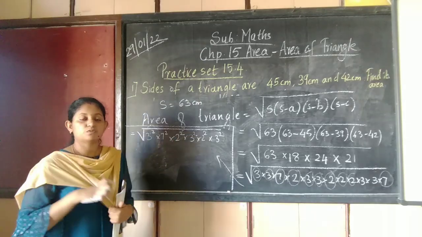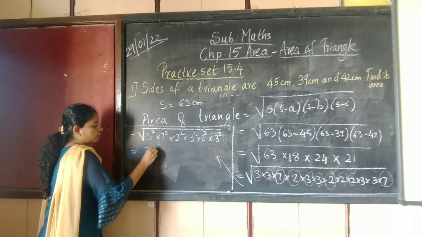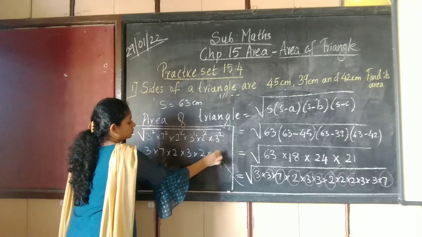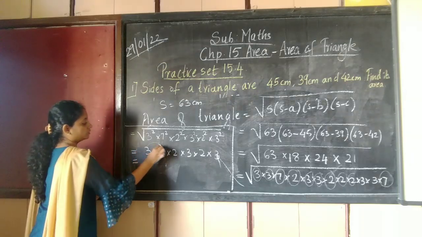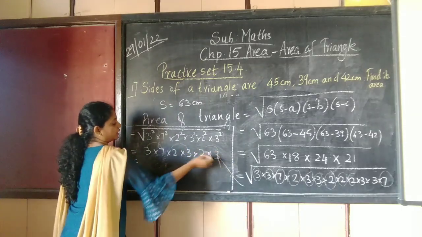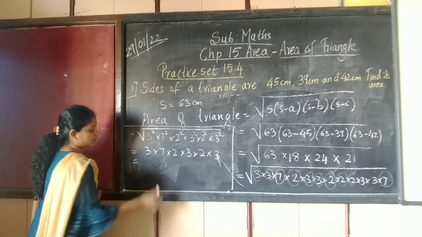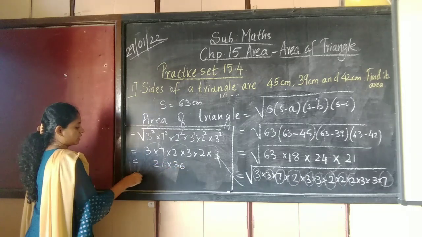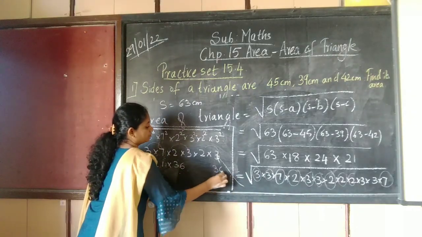Now when you take the square root of a square, what will happen? We can remove the square root, and what will be the answer then? 3 into 7 into 2 into 3 into 2 into 3. So what is your answer? You are going to multiply 3 into 7, 2 into 3, 2 into 3. So here you are getting 2 3s are 6, and here also 2 3s are 6, 6 6s are 36. 3 7s are 21 into 36. Find out the answer.